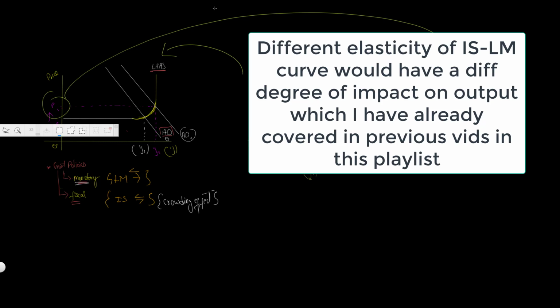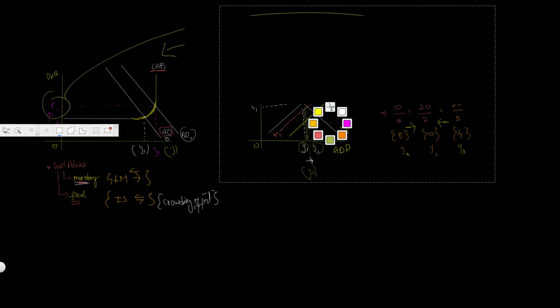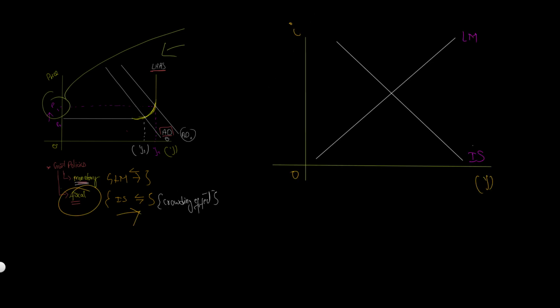So now let's talk about IS policies. Let's quickly remove this. Let's talk about what's going to happen if the government implements fiscal policy. If the government implements expansionary fiscal policy, this would cause the IS curve to shift towards the right. Let me just draw it further apart so that we can draw the diagram more clearly. The IS curve will shift towards the right.